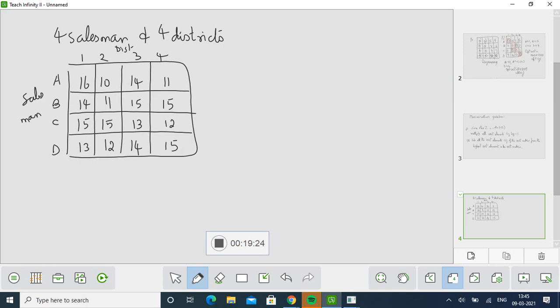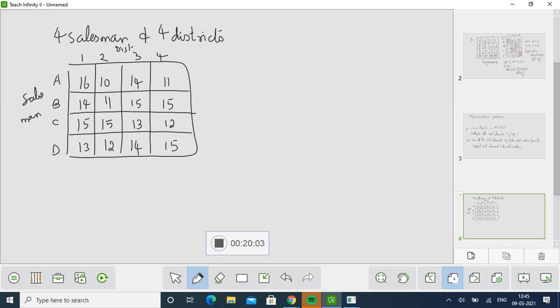4 salesmen and 4 districts. Find the assignment of the salesmen to various districts which will yield maximum profit. Okay, so write down the solution.